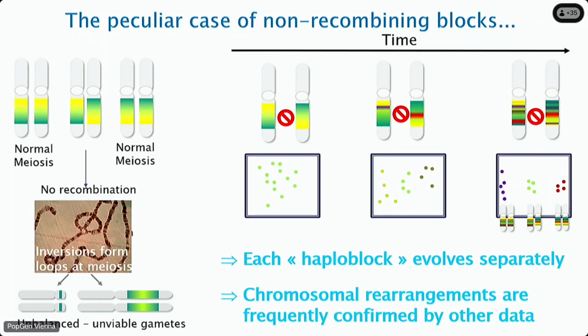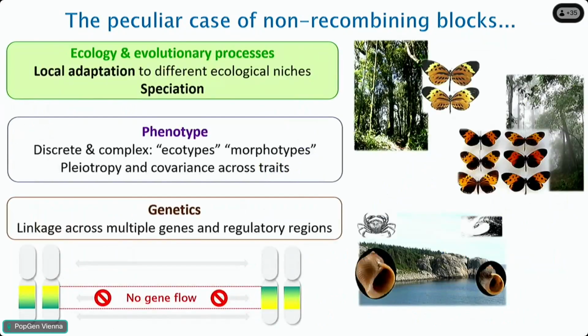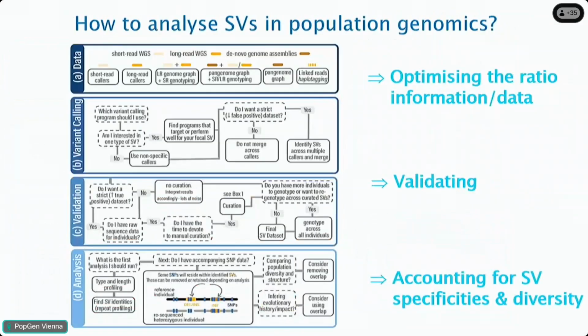But it's been the case in several species, and it's very interesting to see that these non-recombining blocks, inversions, supergenes are often associated with discrete and complex ecotypes, often polymorphic, and could be involved in local adaptation or speciation. The reason for this is that it creates specific pieces of the genome where gene flow is restricted. So it protects co-adapted alleles, for example, to make it very simple.